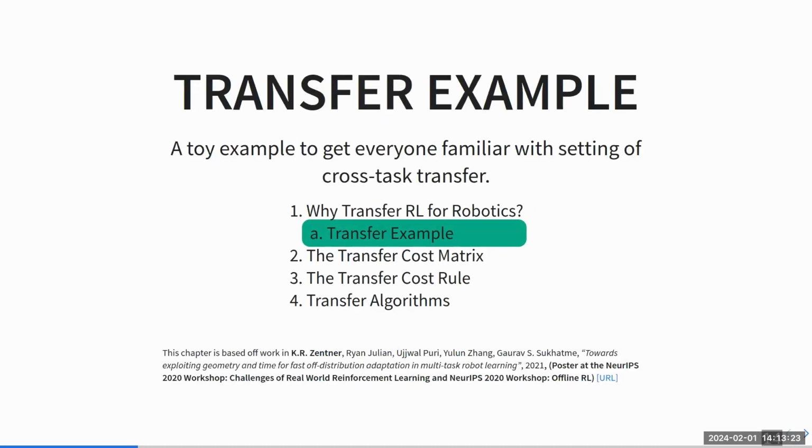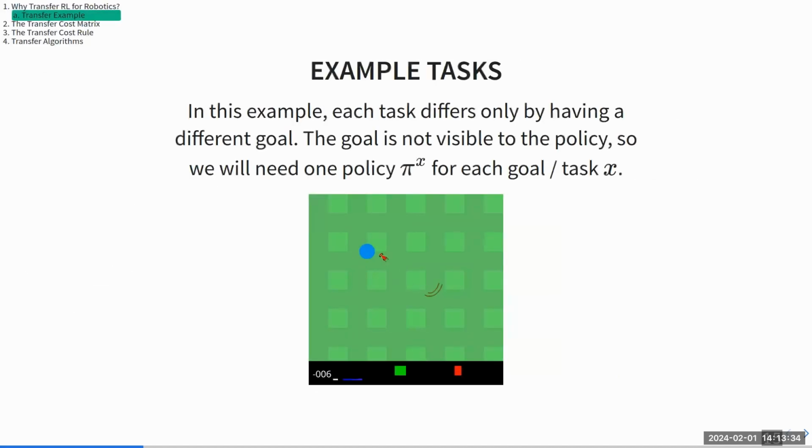All right, so first I want to talk about a transfer example to get us familiar with the terminology and the notation, and also motivate why we should care about transfer. In this setting, we're going to treat different goal locations as different tasks. Here you can see a video alternating between 3 different tasks, and the tasks are just different corners where the simulated robot has to drive to. And there's one policy, pi x, for each corner, right? So there's a pi sub top left, a pi sub lower bottom right, and so on.